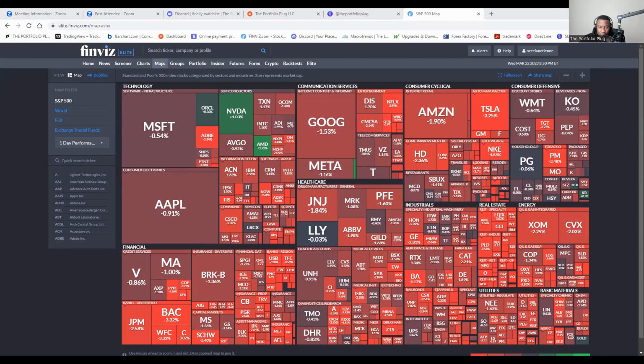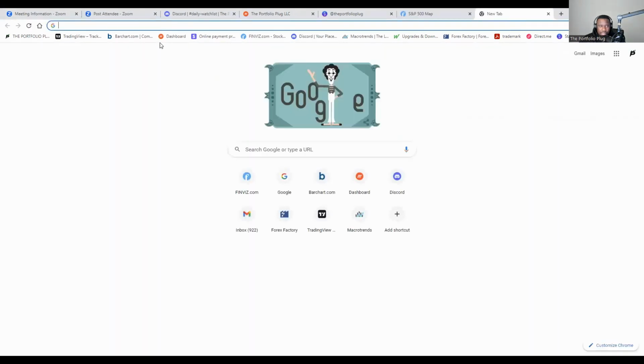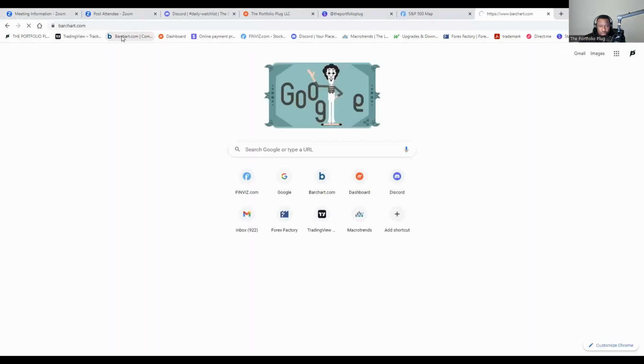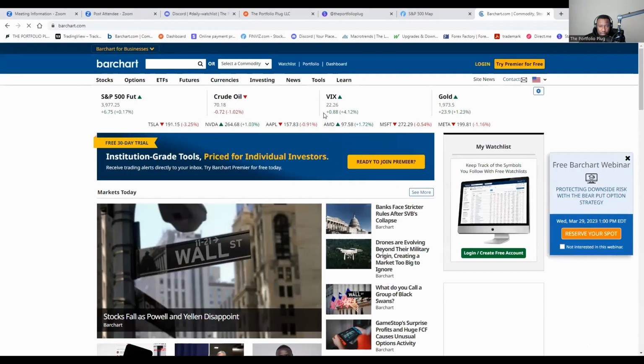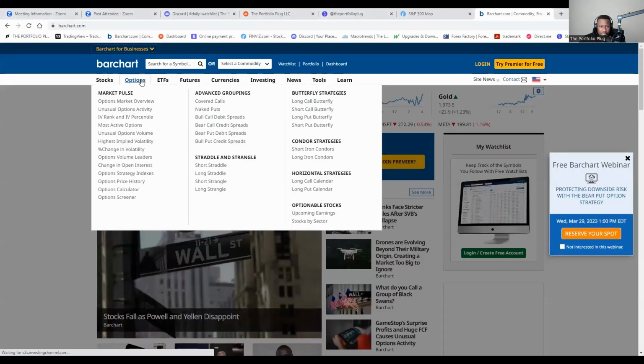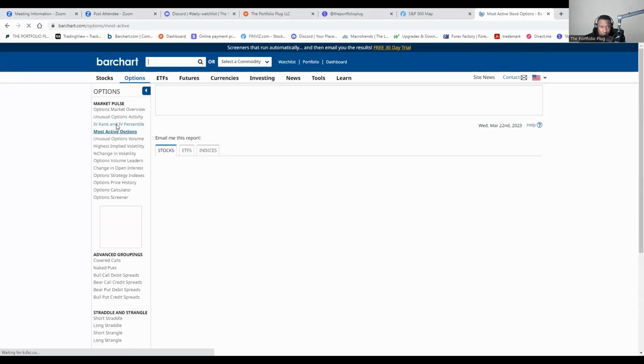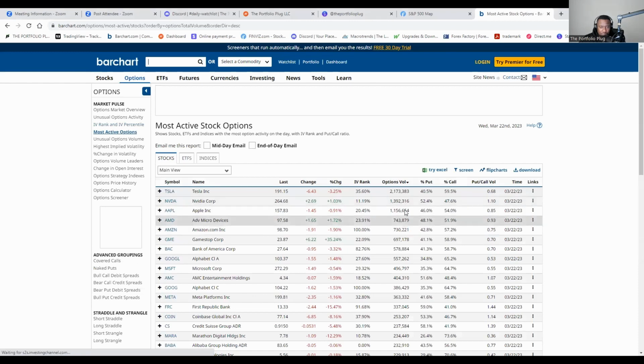The other way, I'm going to share it again. Hold on. So the other thing you can do to find volume is go to barchart.com, go to options, and this one is for free, and click on most active options. It'll tell you what the volume is.